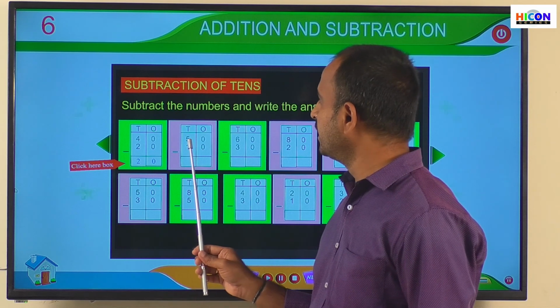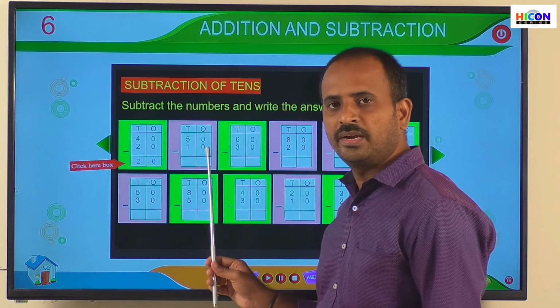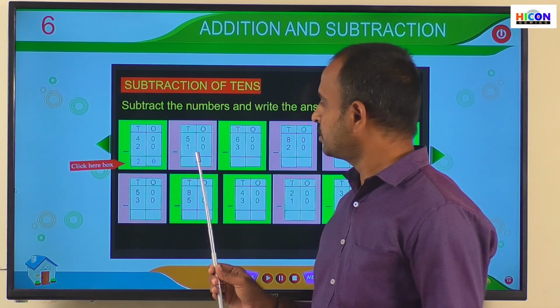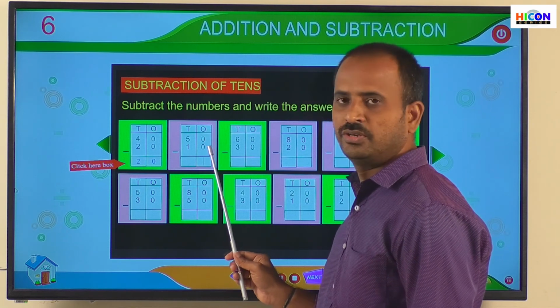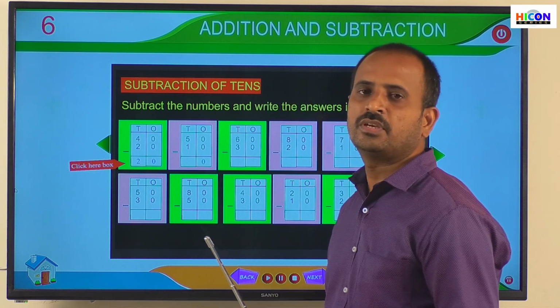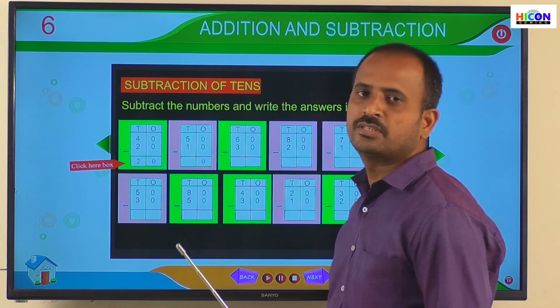The first number is 50 and the second number is 10. Now we have to subtract these two tens. That is 50 minus 10. Start the subtraction from the ones place. What are the digits there? 0 and 0. That is 0 minus 0. Again 0. If you subtract two zeros, again you will get 0. Write 0 under the ones place.